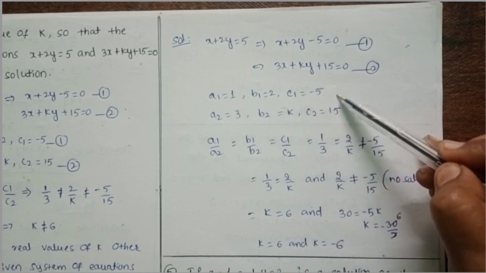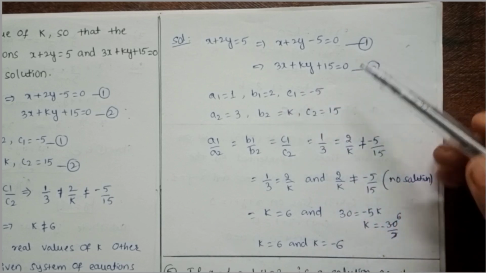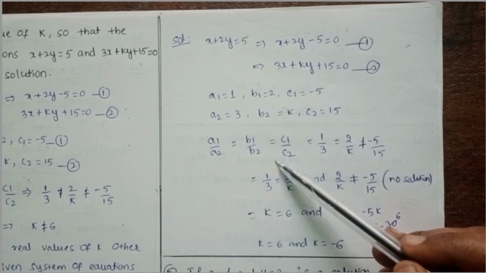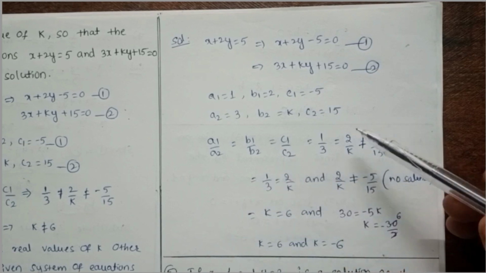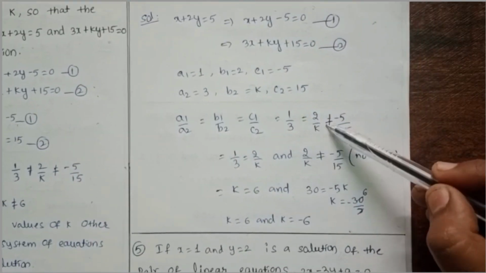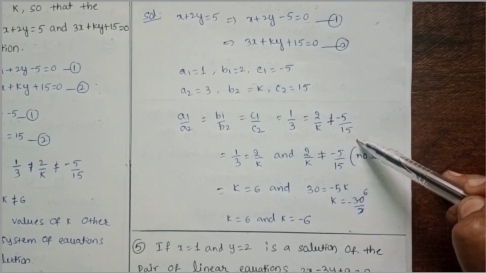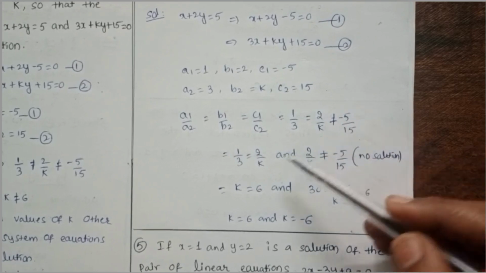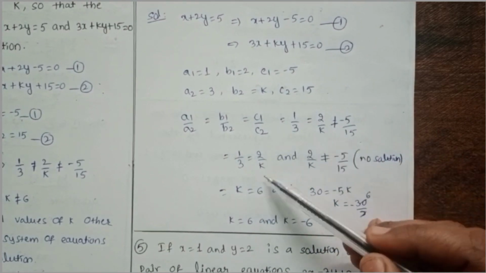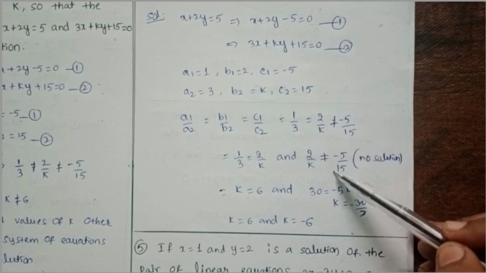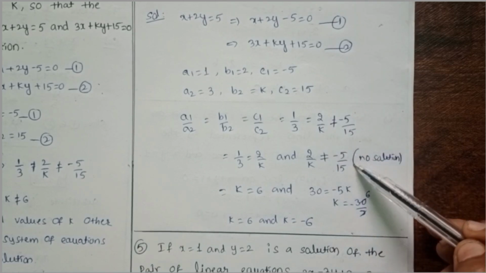Compare a1 b1 c1, a2 b2 c2 and write a1 by a2, b1 by b2, c1 by c2. If you apply, 1 by 3 is equal to 2 by k not equal to minus 5 by 15. Here we have two parts. So compare 1 by 3 is equal to 2 by k once, and 2 by k not equal to minus 5 by 15 once.